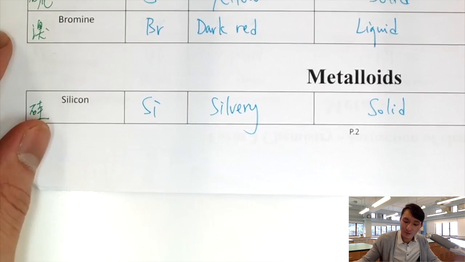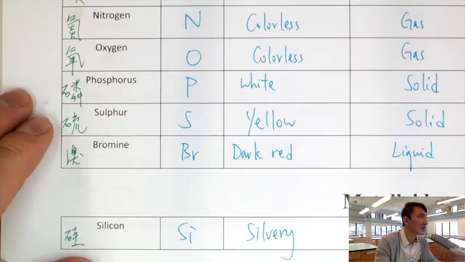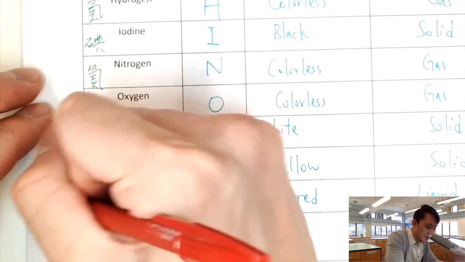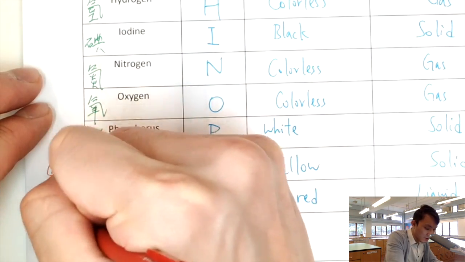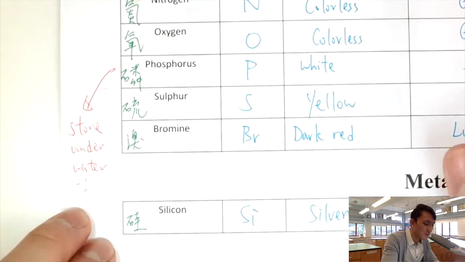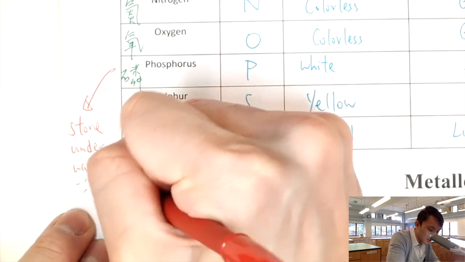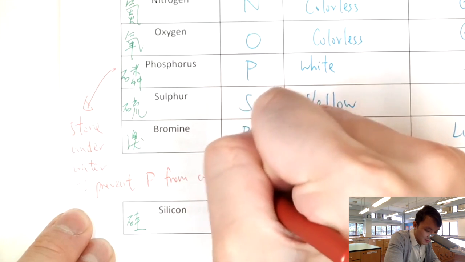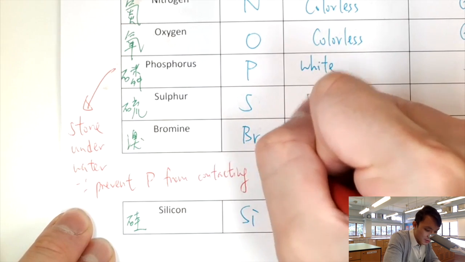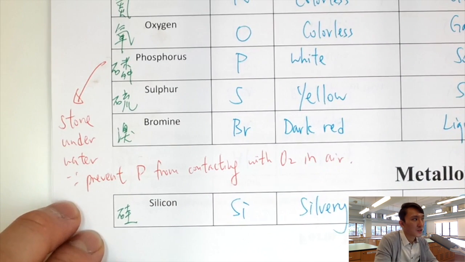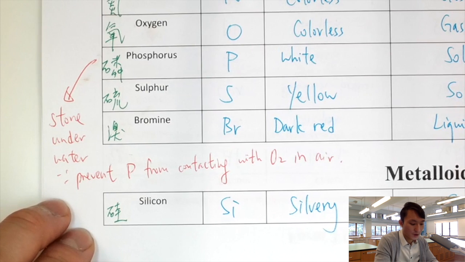I just want to add some remarks regarding some of the elements that we talked about before. For example, phosphorus, we store it under water, right? We store it under water because we want to prevent phosphorus from contacting oxygen in air.